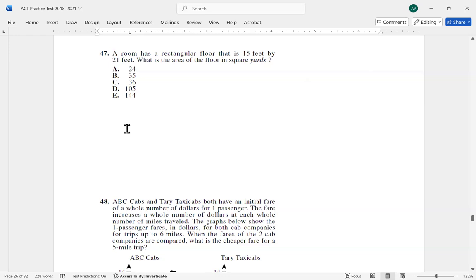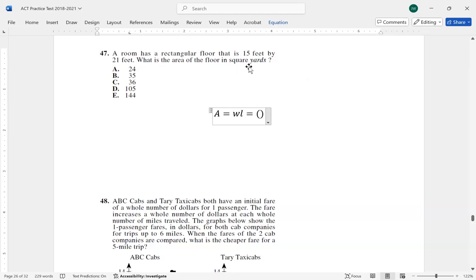Question 47. A room has a rectangular floor that is 15 feet by 21 feet. What is the area of the floor in square yards? Now, what I'm going to do is convert the length and width into yards. So the area is going to be length times width, or width times length, since it is 15 feet by 21 feet.